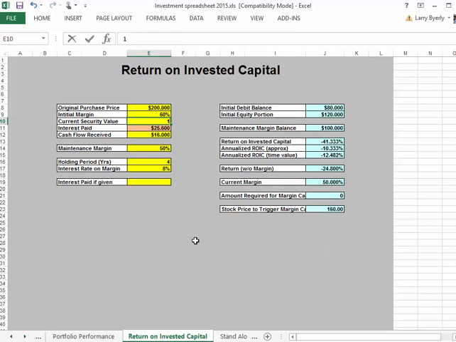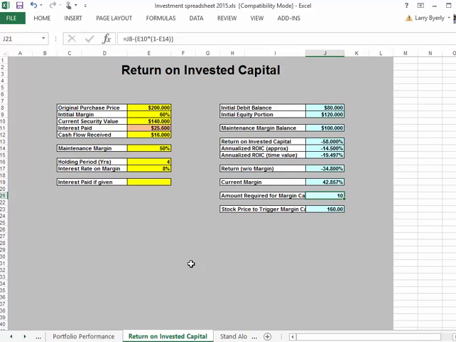So let's say it goes to $140. At $140, you see the current margin is 42% and we need 50%. So we're going to have to pay $10 to bring this account back into the margin so that we can maintain this account. Now, the company will decide what to do.